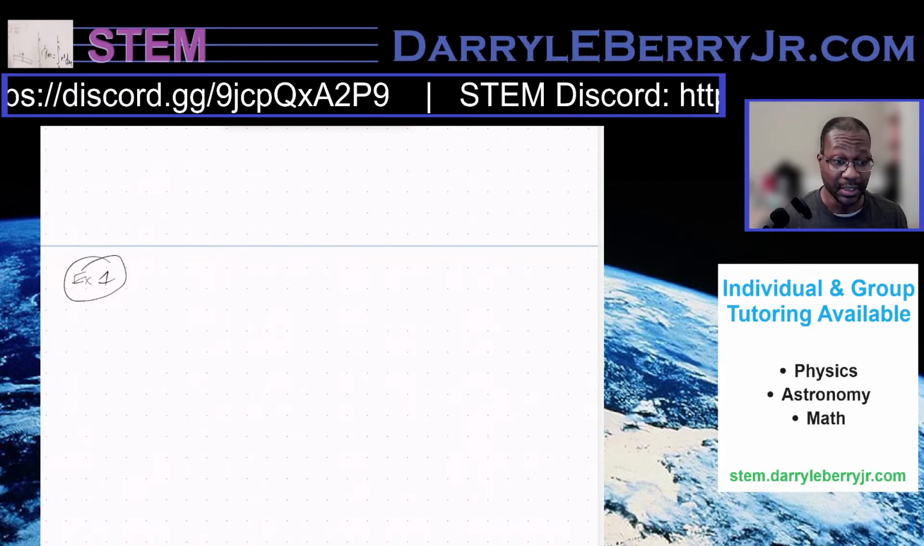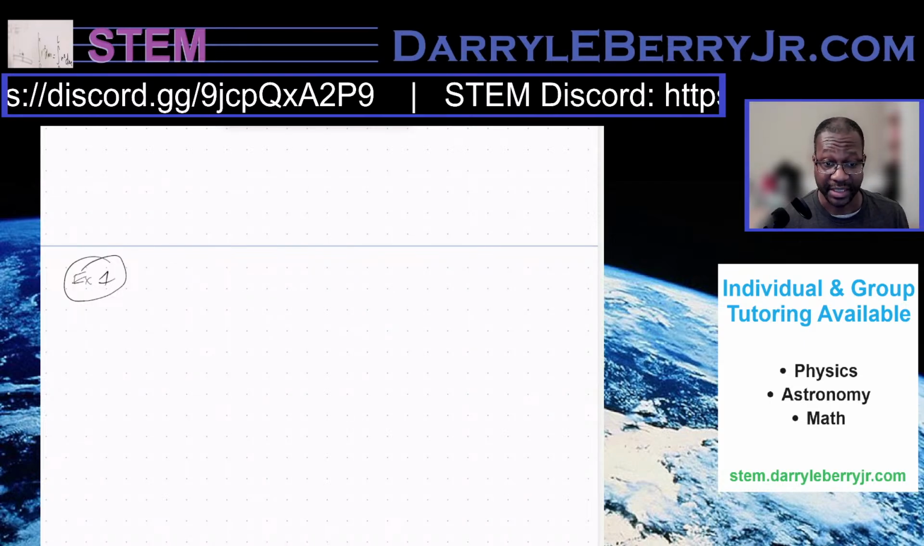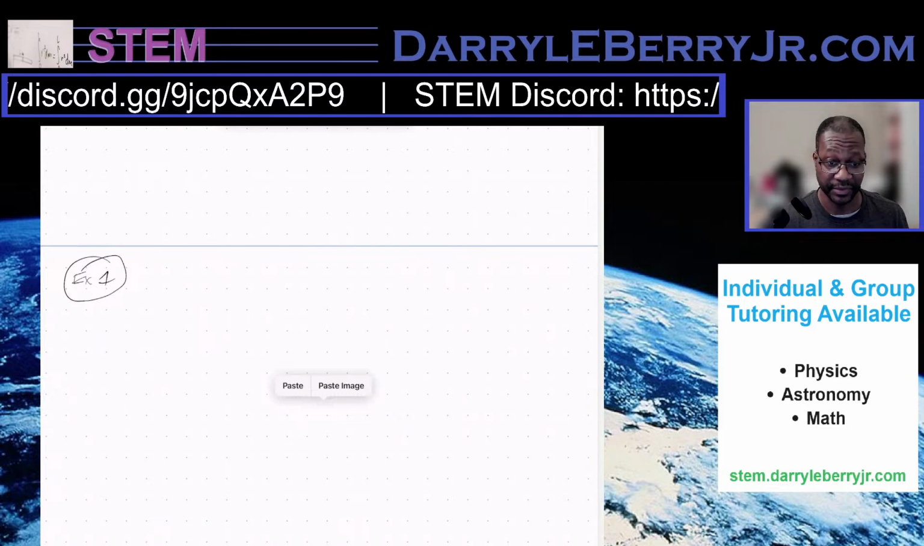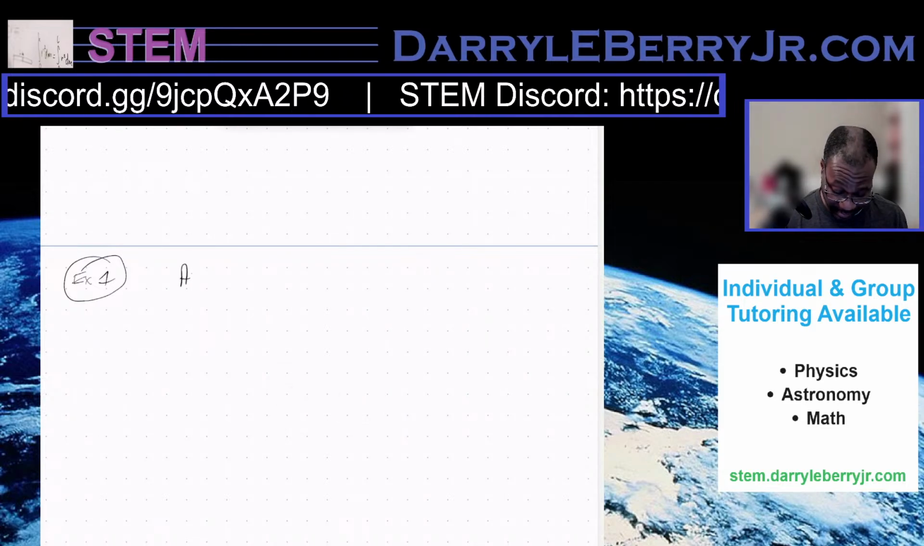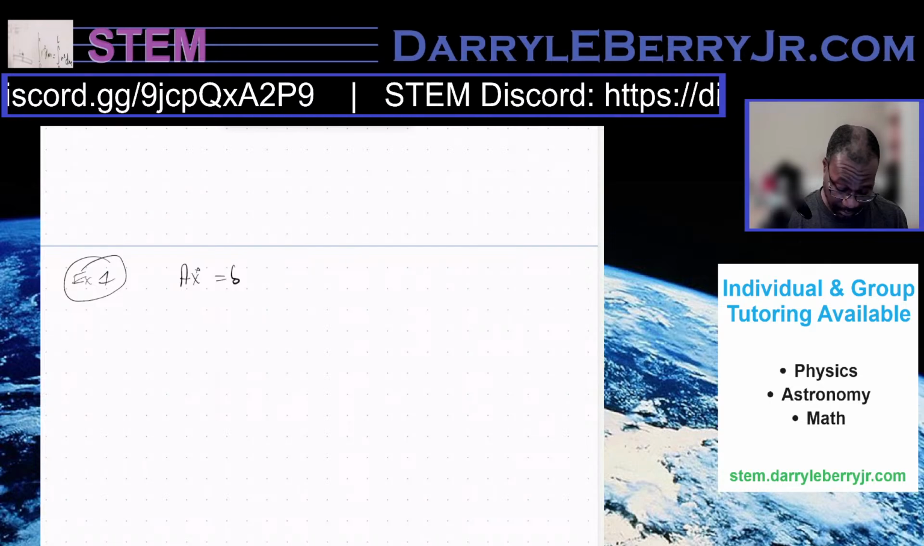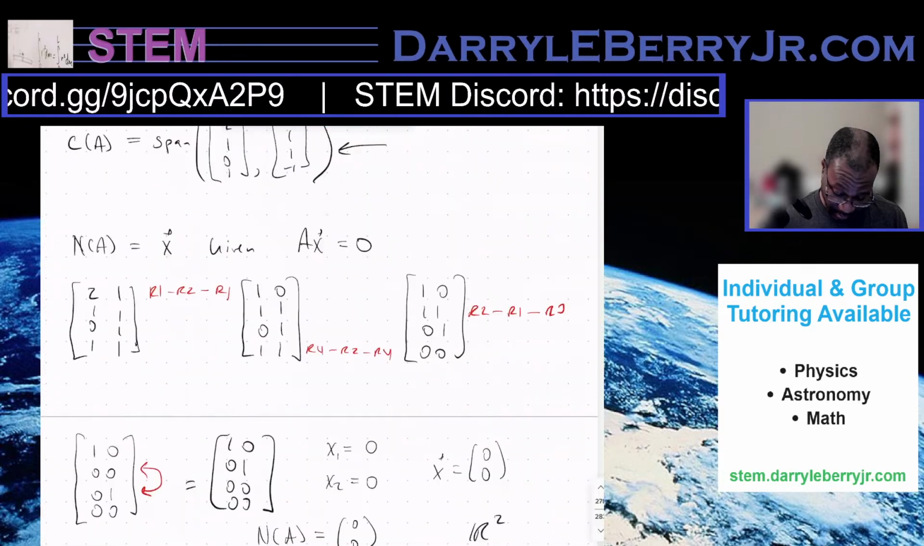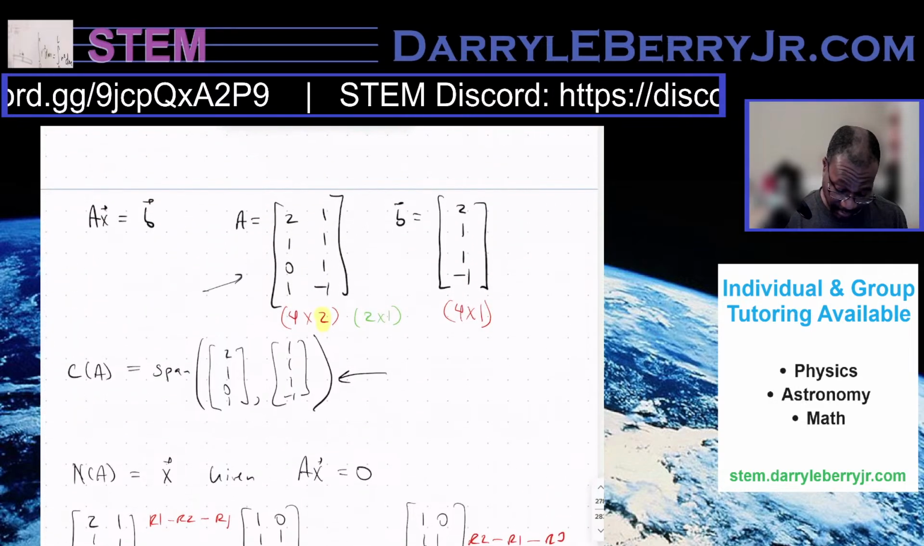Example 1. To solve the problem we posed at the beginning of this section, we wish to find the least squares solution of the system AX equals B. And it's the same numbers from before, so I'll copy those.